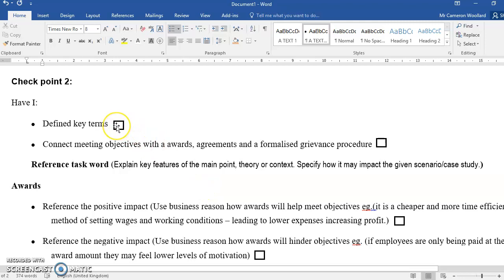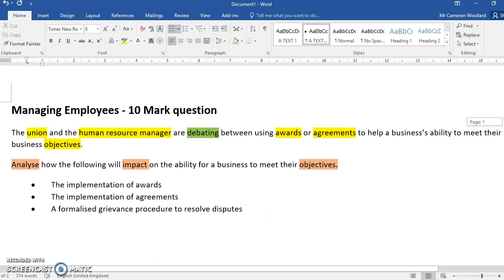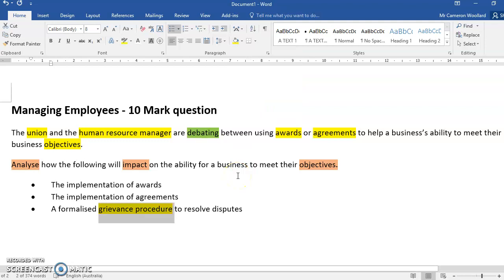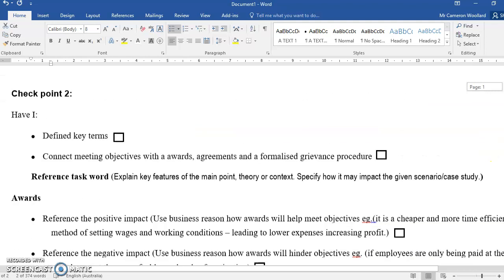So first of all, define key terms. All of the key terms that we highlighted all the way at the start of the question in yellow, they should be referenced, and I'm also going to quickly highlight here grievance procedures. These should all be defined somewhere in your response. That doesn't necessarily mean you can say 1, 2, 3, 4, 5, 6 different words. You're not going to get 6 marks by doing that, but you improve the strength of your answer by having them in there.